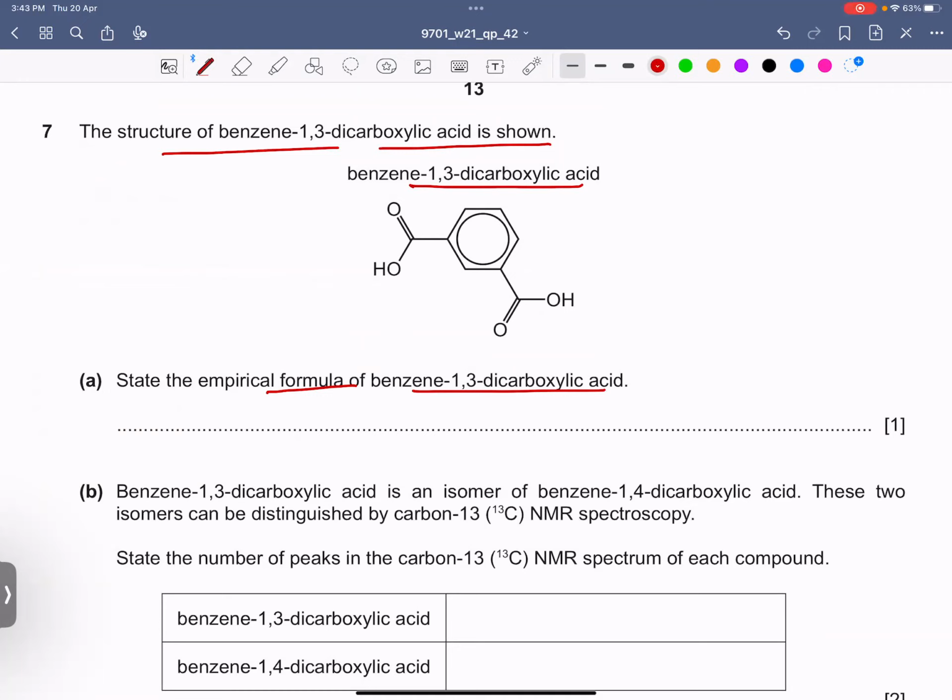Okay, so for the empirical formula, if you look 1, 2, 3, 4, 5, 6, 7, 8. So I have 8 carbons, hydrogen and oxygen. Oxygens are apparent, there are 4. Now hydrogens 1, 2, 3, 4, 5, 6, 7, 8, 9, 10, 11, 12, 13, 14. So no, there is no hydrogen over here.